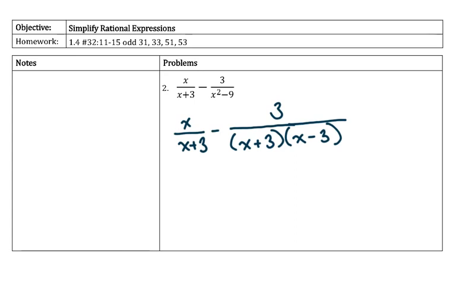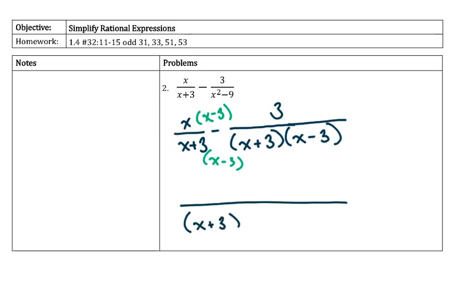And to get a common denominator, you'll notice both of these denominators have an x plus 3, but this other side is missing our x minus 3. So we can just multiply this first fraction by x minus 3 on both sides, and now we'll end up with the common denominator of x plus 3 times x minus 3. And our numerator here, we can distribute and then make sure that we're subtracting the 3, and our numerator is x squared minus 3x minus 3.